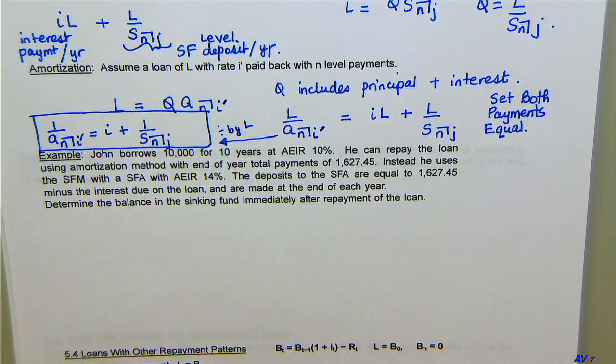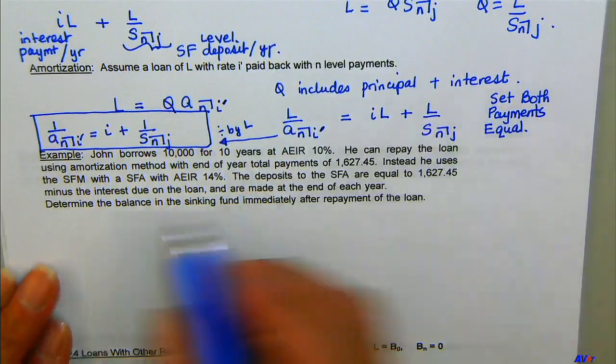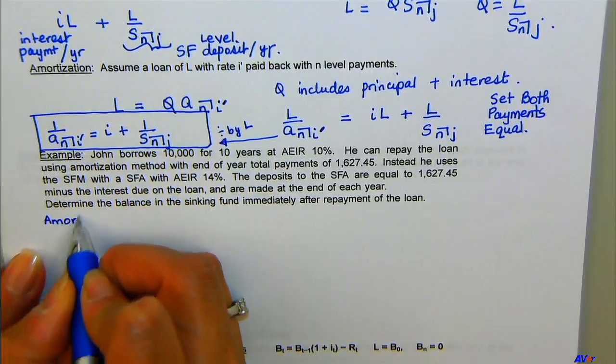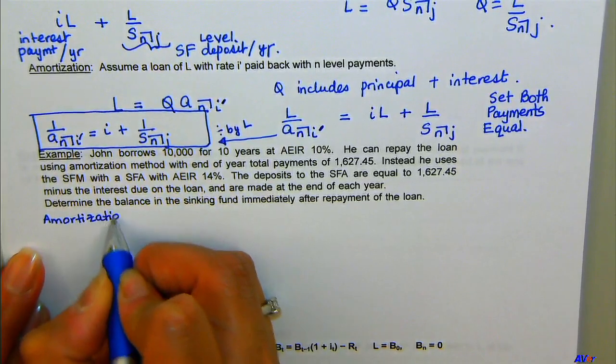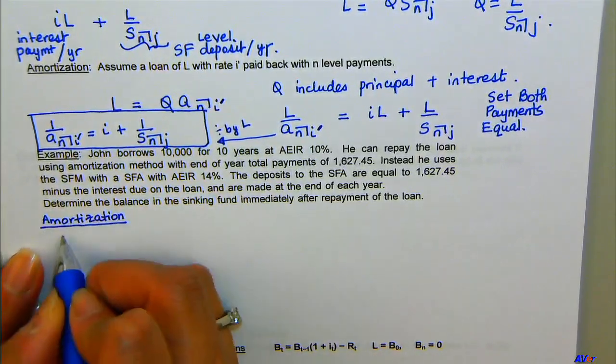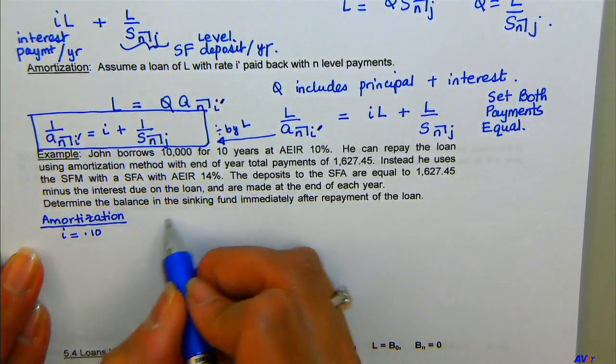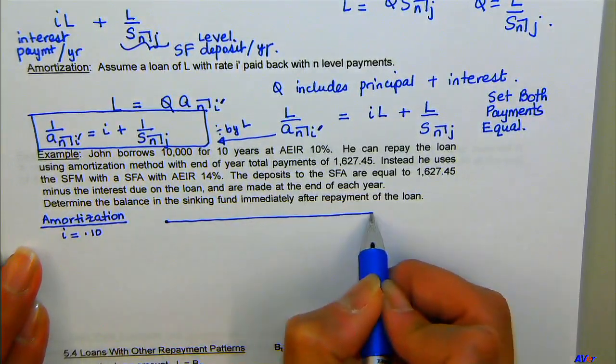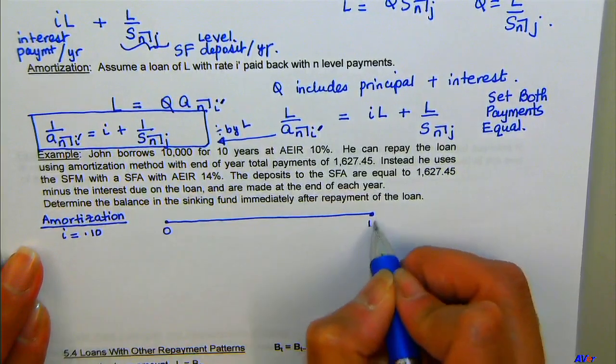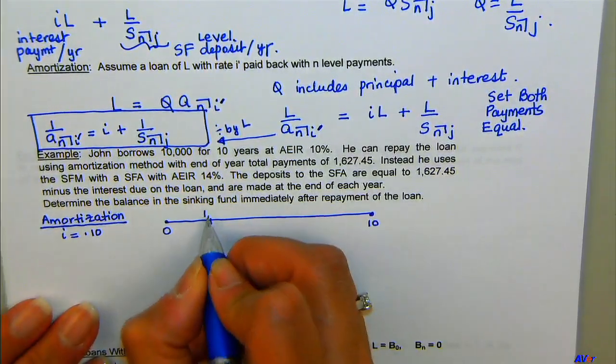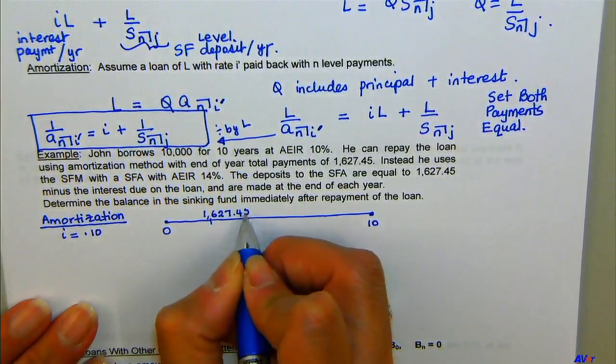John borrows $10,000 for 10 years at annual effective interest rate 10%. He can repay the loan using amortization with end-of-year total payments of 1627.45. Let's draw a timeline. Amortization at I equals 0.10, from 0 to 10, and each payment is 1627.45.